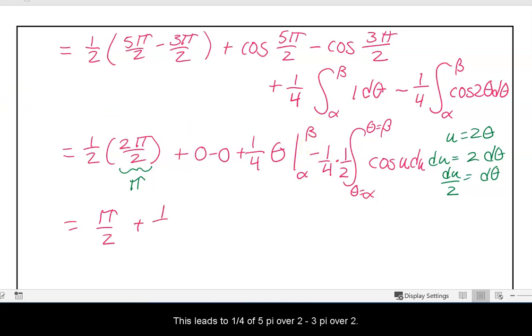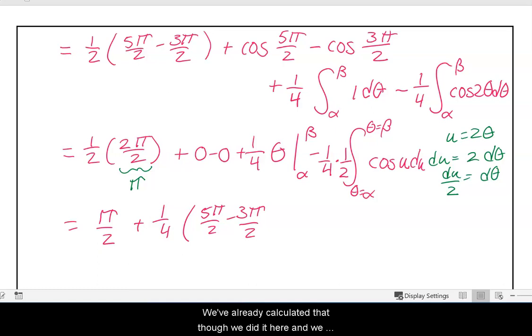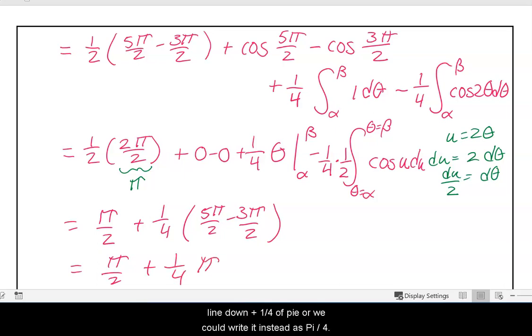This leads to 1/4 of 5 pi over 2 minus 3 pi over 2. We've already calculated that, though. We did it here, and we know it gives us pi. That means that this term then will become, in the next line down, plus 1/4 of pi, or we could write it instead as pi divided by 4.